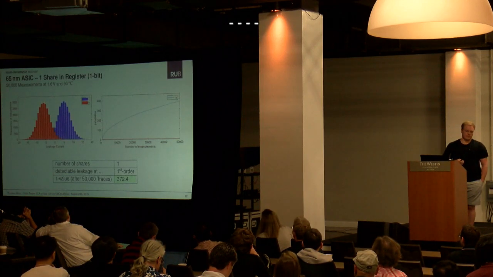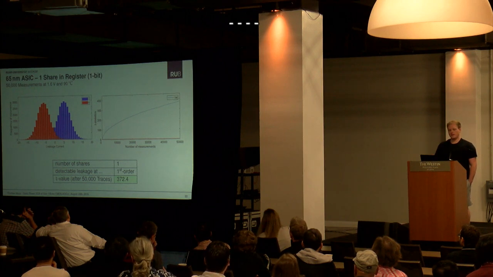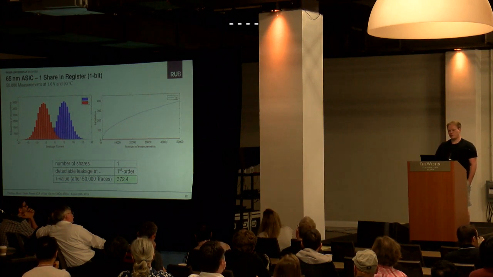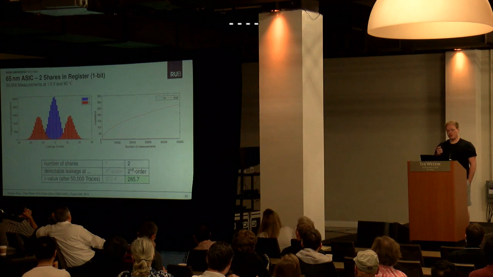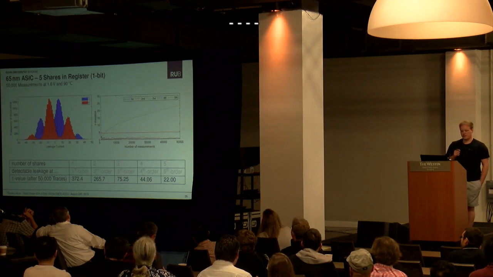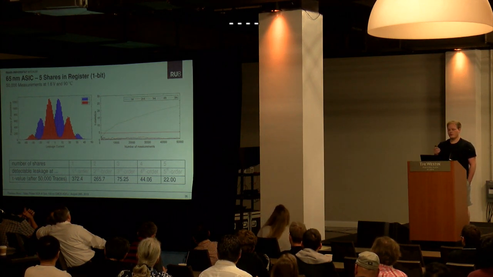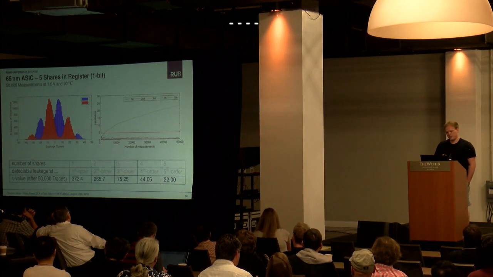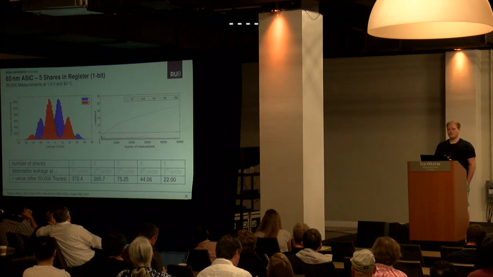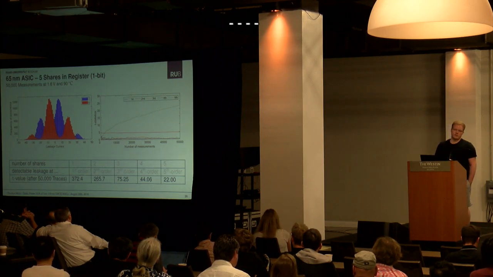So the most simple example of Boolean masking is just having one bit, and it's shared into a couple of shares and leaked independently at the same time, univariately, through the static power consumption. If we have one share, so basically unprotected, we can distinguish the distributions in the first order. If we have two shares, we need the second order, then the third order, the fourth order, and the fifth order. And what is interesting is that our t-value degrades really fast, from almost 400 down to almost 20. Even though it doesn't seem to be much more difficult to distinguish the two distributions, they just have a little more overlapping parts, but that's basically all the trick.